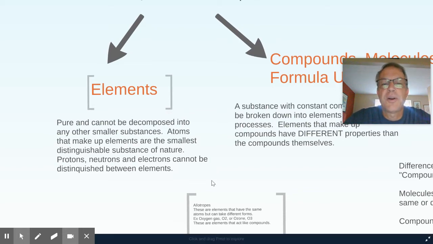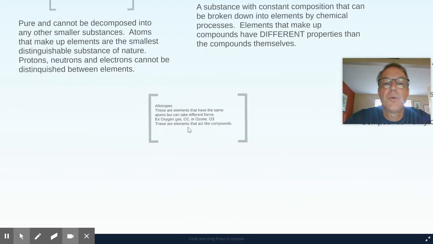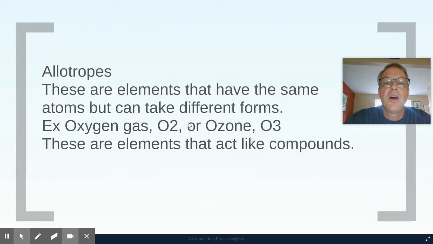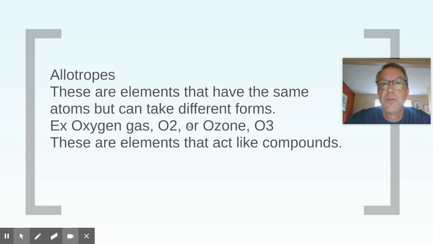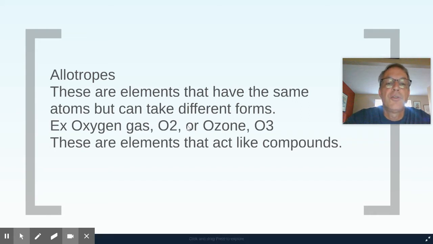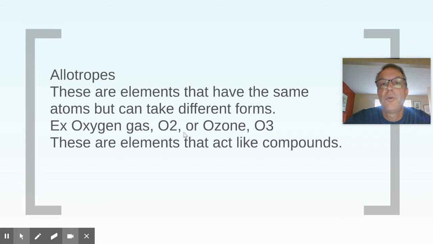Now, while we're talking about elements, something that we're going to touch on real quick is allotropes. Allotropes are the same atoms, but they can have different forms, and we'll find out that they're sometimes called molecular elements. For instance, oxygen can be in the form of O2, which is the oxygen we breathe, or O3. They're all the same element, and they can make up a pure substance. Ozone is very dangerous at ground level, whereas O2 is needed for life.